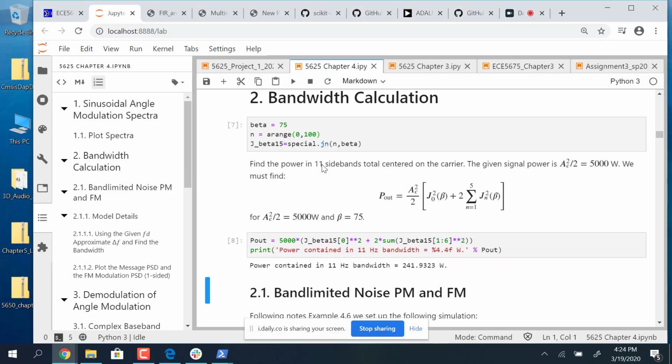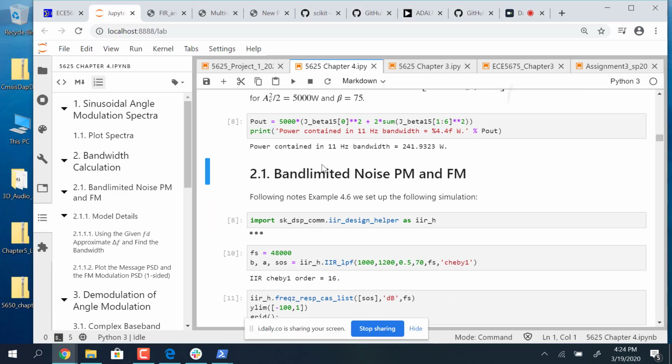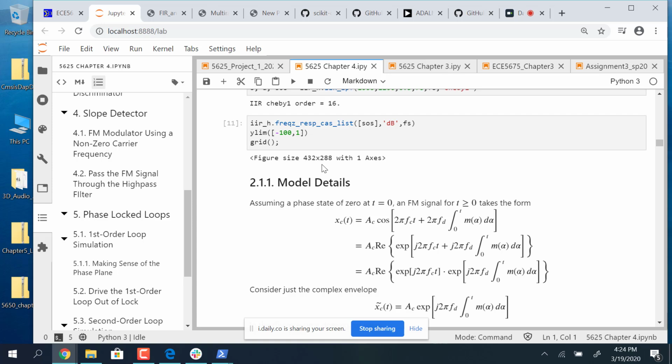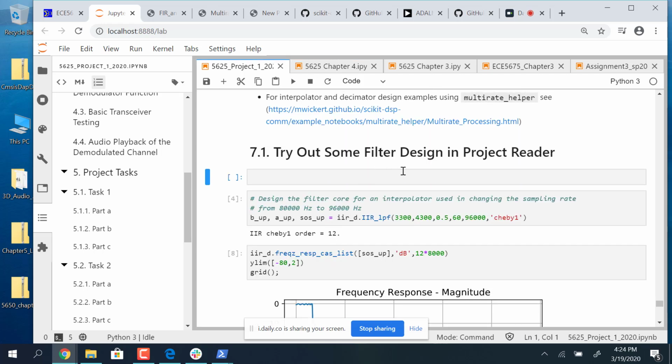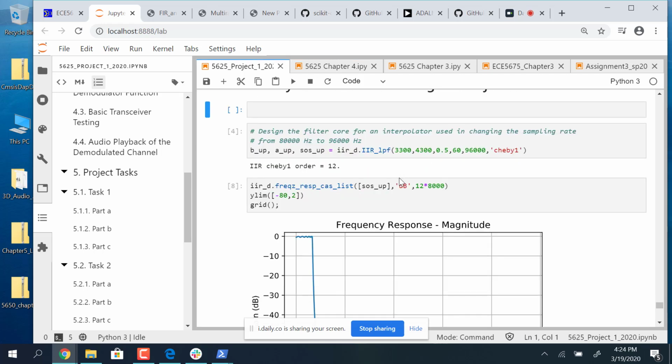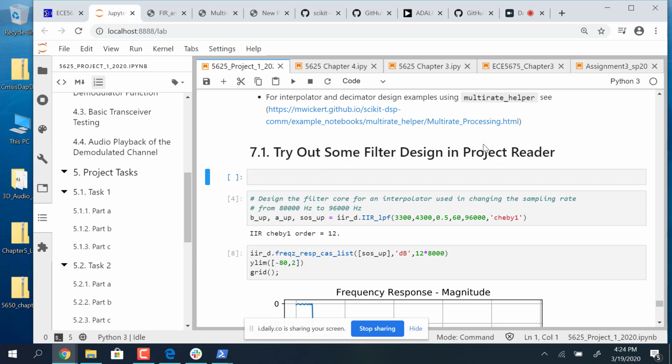And I did that over here in the notebook. Let's see, in the project notebook. I started to add this. This isn't in the notebook right now, but it was just taking code that was in that PDF. So I started creating a section here, and I may push this one up here so it gives you some playground area. I said, try out some filter design that's found in the project reader or PDF.